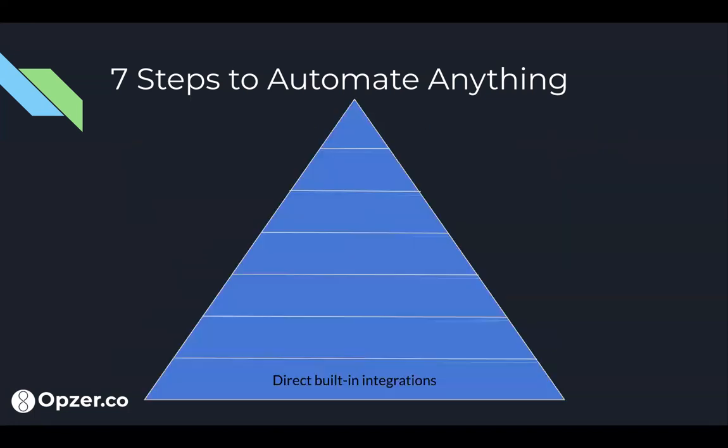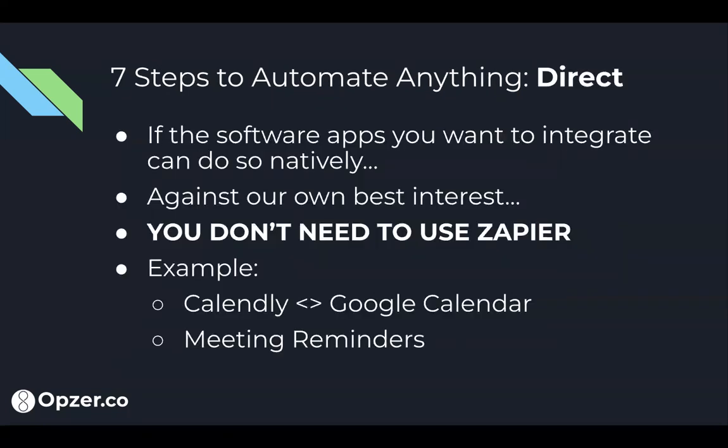Okay. So let's start at the very bottom. There are 7 stages here, 7 steps. And the first one is direct built-in integrations. If the software apps you want to integrate can do so natively, I'm the first one to tell you, you don't need to use Zapier. You don't need to use us potentially. If the tool does what you want it to do or connects directly with the tool you want to use, you have no need to use Zapier or similar tools, okay?